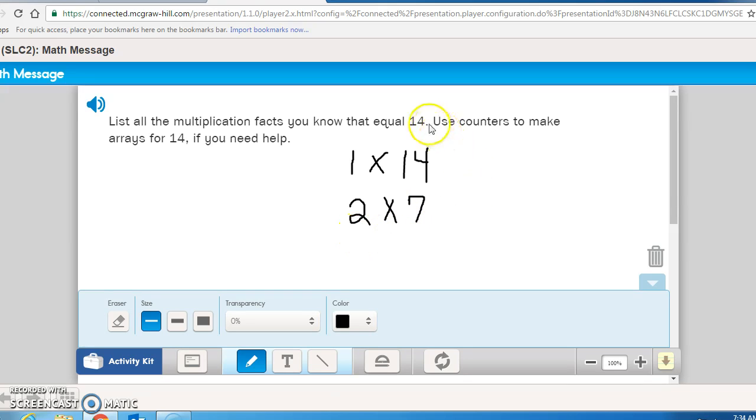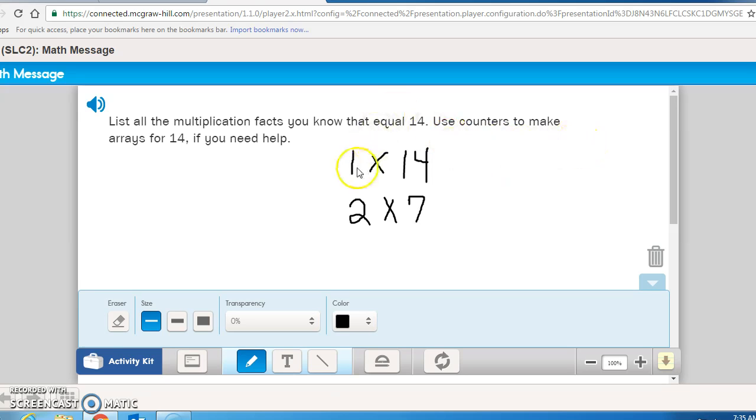Is 3 times anything 14? No. Is 4 times anything 14? No. 5 times anything 14? No. And now we're back up to 7. So 7 times 2 is 14. So we know we have all 4 numbers that get us to 14: 1, 2, 7, and 14.